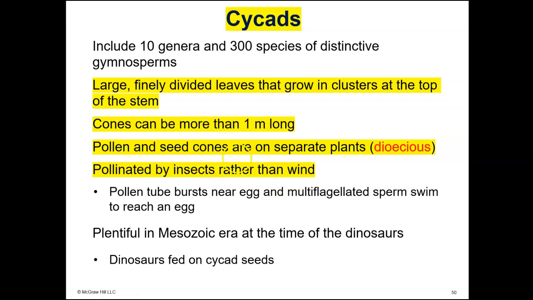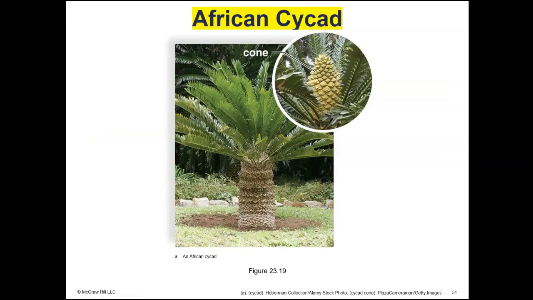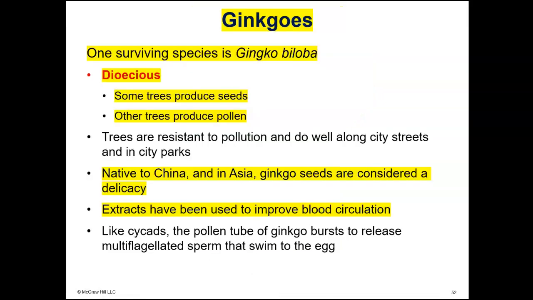Unlike the conifers, the pollen and seed cones are on separate plants, and that word is dioecious. And cycads are pollinated by insects rather than the wind. This is a picture of an African cycad. Very pretty, very ornamental. And look at the cone. These cones can be huge, and you normally just have a 1 or very few. Then we have the ginkgos.